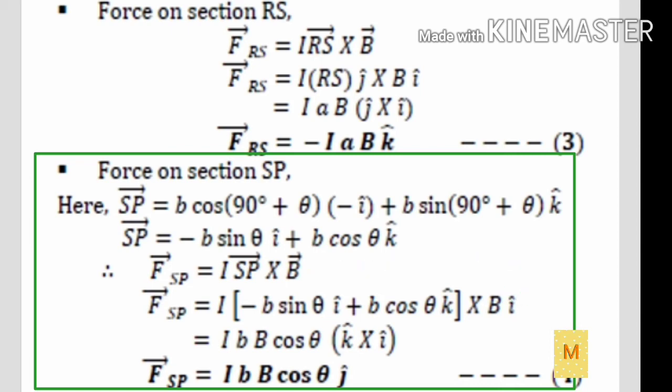Hence the equation becomes F_SP vector is equal to I into (minus B sin theta i cap plus B cos theta k cap) cross B i cap. After simplification, the right hand side becomes I B B cos theta k cap cross i cap. This k cap cross i cap is equal to j cap. So the equation becomes F_SP vector is equal to I B B cos theta j cap. This is equation number 4.